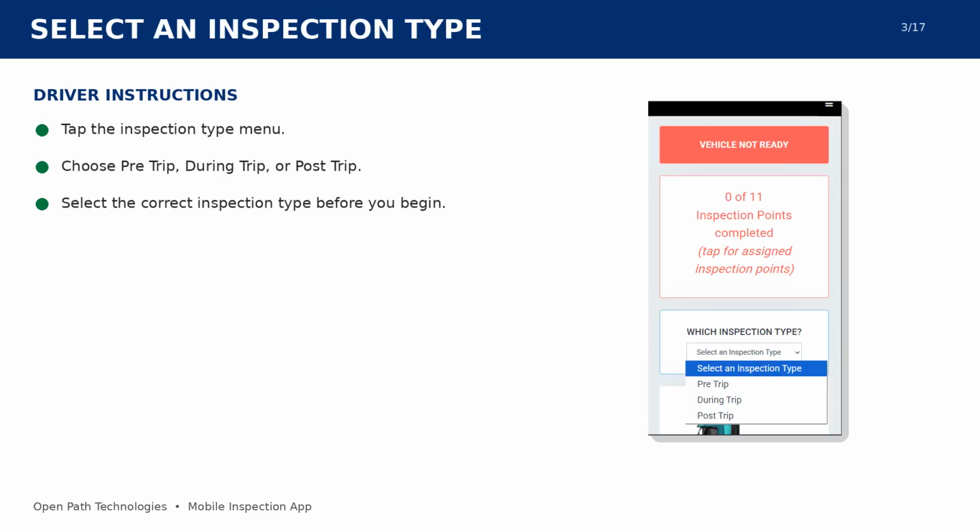Once you're logged in, select the type of inspection you're performing. Tap the inspection type menu and choose pre-trip, during trip, or post-trip. Be sure to select the correct inspection type before you begin.